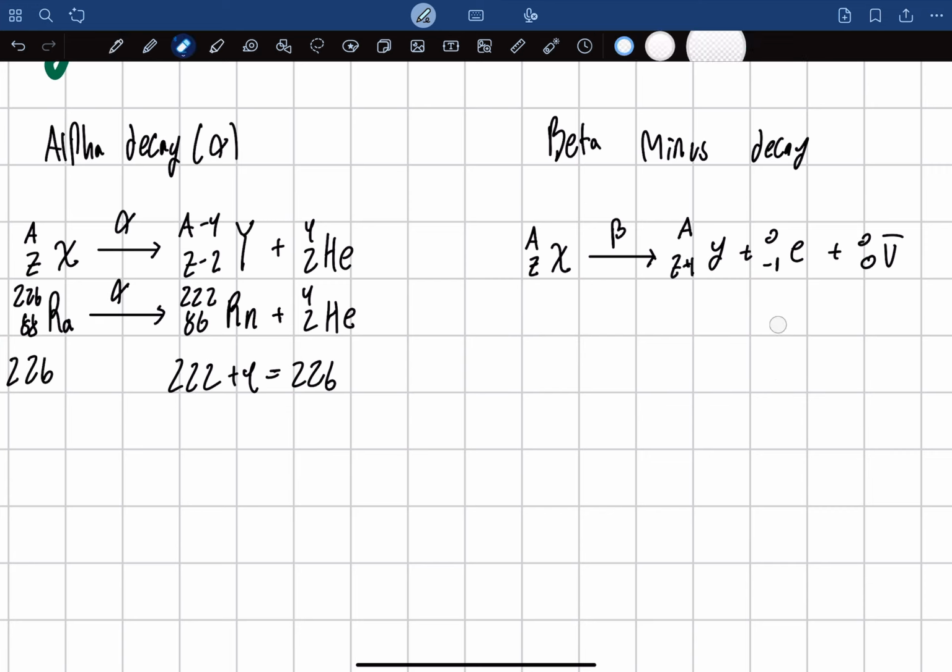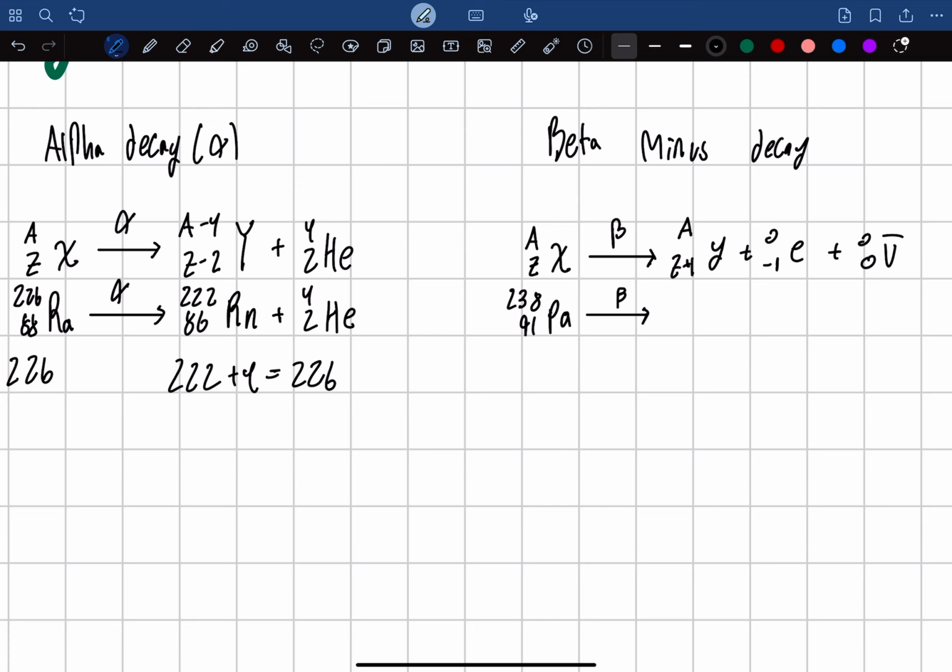Let's do an example. So right now we're going to start off with this one, Pa 91, and it's going to have 238 nucleons. And when it undergoes beta decay, quickly take a second to try it out.